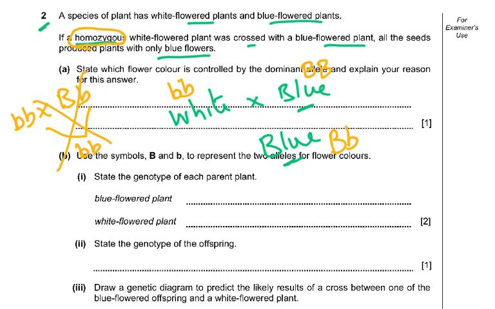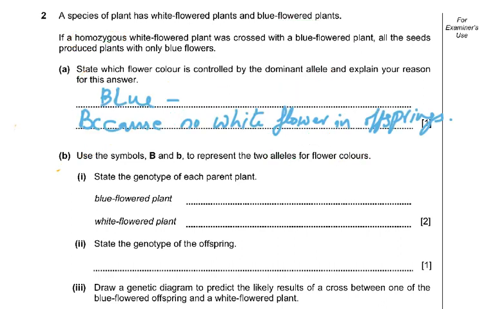You said blue because no white flowers are present in the offspring. So in the presence of the blue allele, the white does not show its effect. Like for instance, the white is for small b, but we don't see its effect. So blue, no white in the offspring.